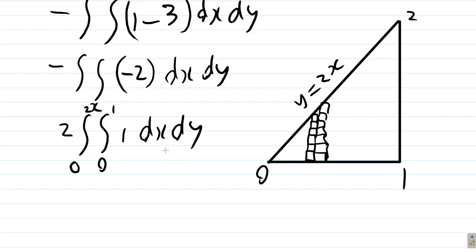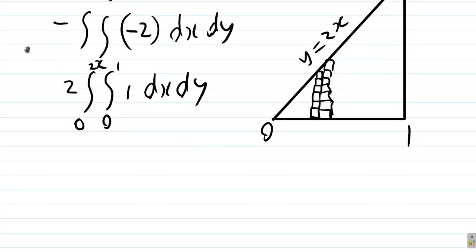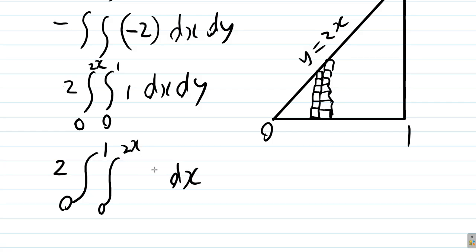Now, remember the last integral must have numbers only. Our last integral here is having a function. It's having a 2x in it. So we can switch this around. So we have 2 times the integral from 0 to 1 dx, and the integral from 0 to 2x dy. So we do the dy first and get rid of this 2x business here.